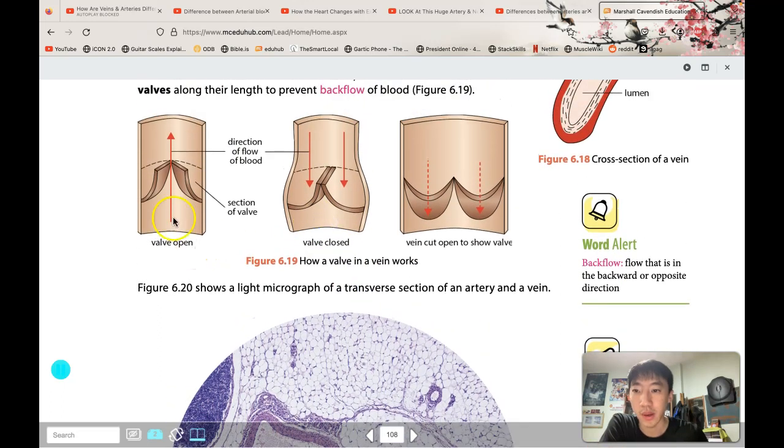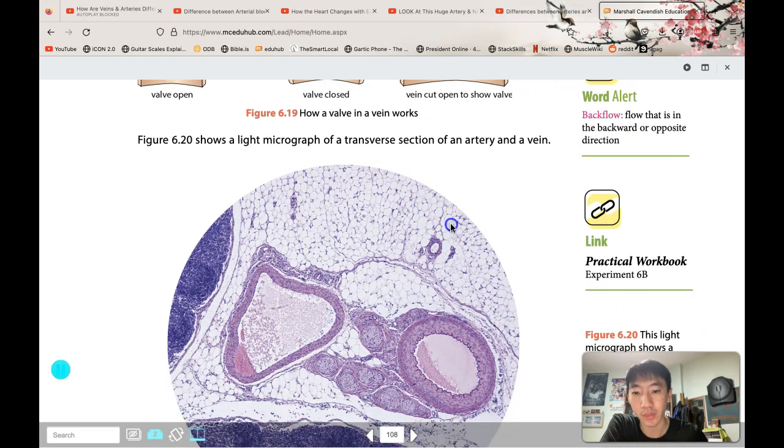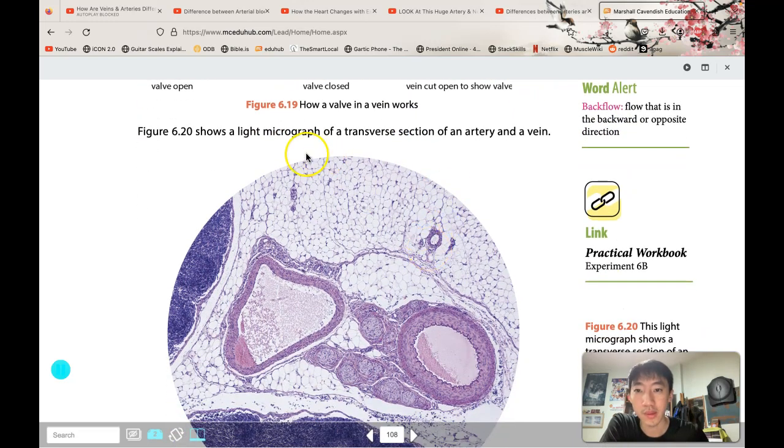As you can see here, when blood moves past, the valve will open briefly to allow blood to flow through. After that, the valve will close again. It closes very tightly, and this prevents any backflow of blood. They just cut the vein open to show the valves. It looks like that.